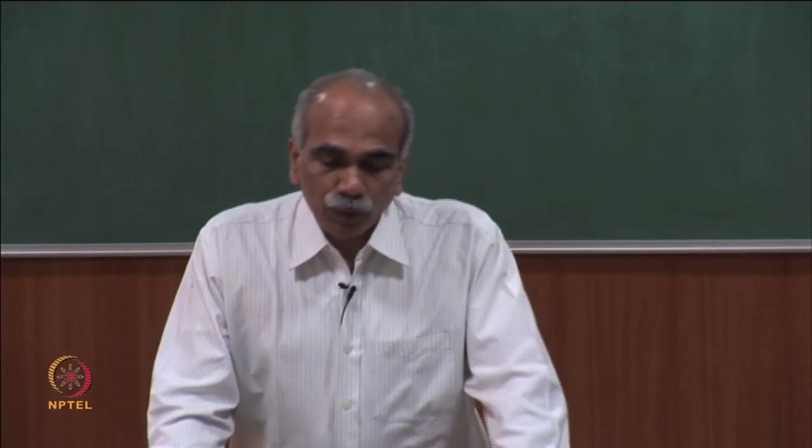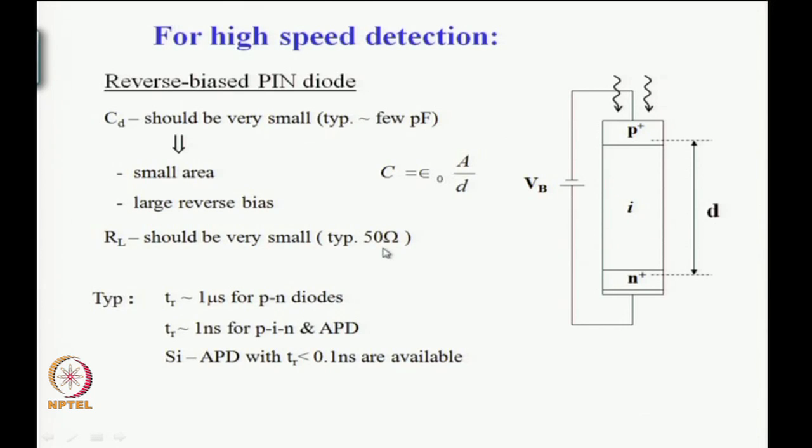So, RL should be very small, typically 50 ohm, as I mentioned in one of the earlier classes. The data sheets typically specify the rise time at 50 ohm load resistance. If you change the load resistance, then the rise time would also change. Typically TR is about 1 microsecond for normal PN diodes, and of the order of 1 nanosecond for PIN and APDs. Silicon APDs with rise time less than 0.1 nanosecond are also available.